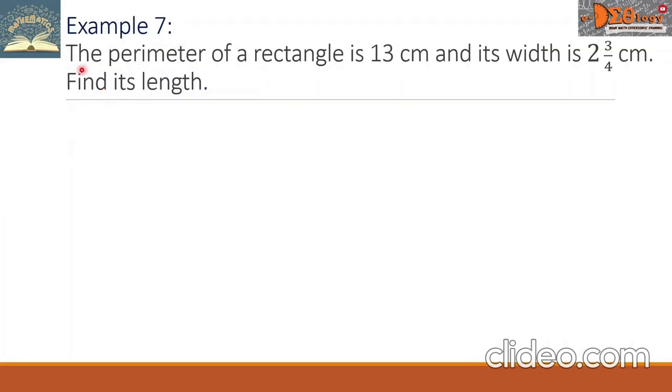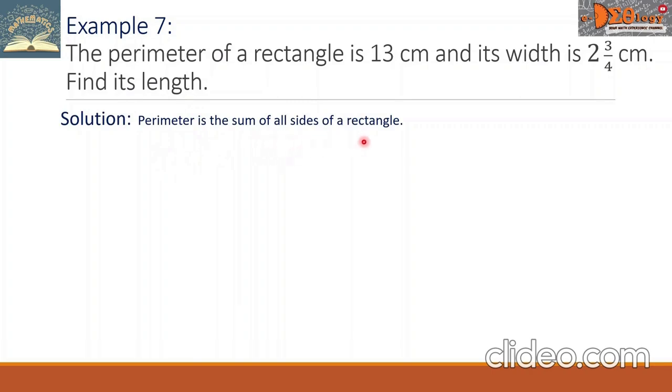Example 7. The perimeter of a rectangle is 13 centimeter and its width is 2 and 3/4 centimeters. Find its length. Remember that perimeter is the sum of all sides of a polygon. In this problem, it is a rectangle. For our formula, we can write P as perimeter equals 2 times the sum of length and width.